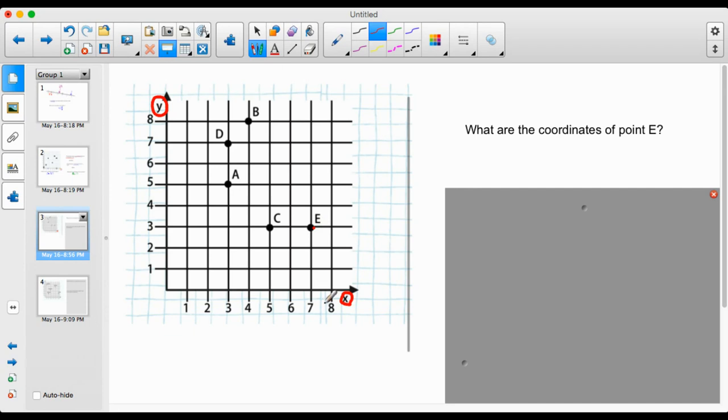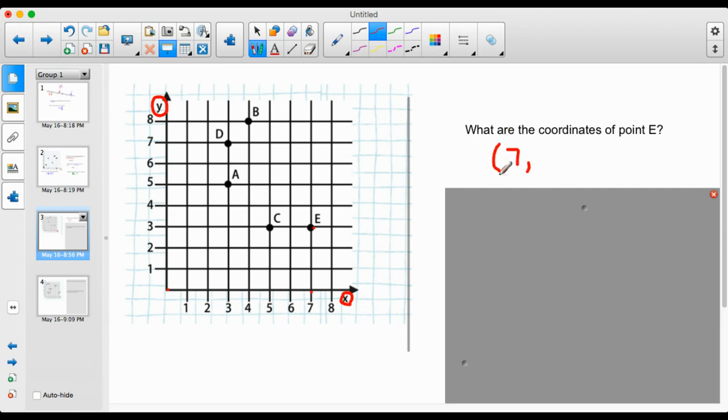So when I find coordinates, I know that I have to go to my x coordinate first. That means I have to go over first, then up. That's what I always tell myself. Over first, then up. So if I start here at my origin, 0, 0, I'm going to go over till I'm at the right spot, right underneath E. And I am at the 7. So that means I went over 7 units, I should call it, for my x coordinate.